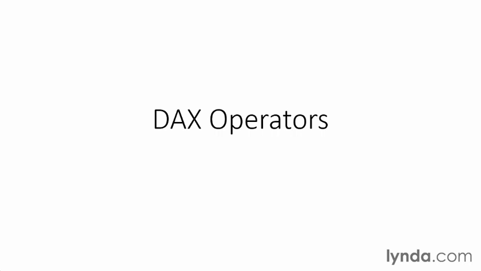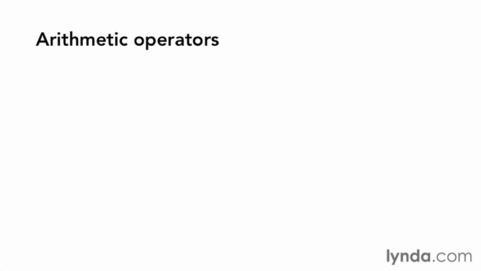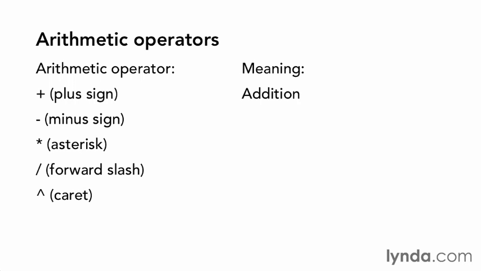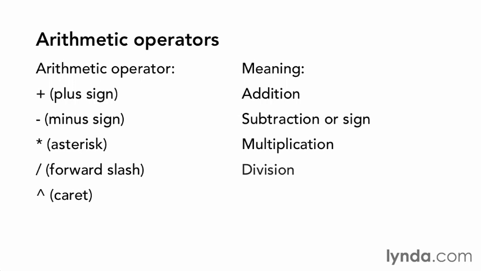And in this movie, I will give you an overview of the operators that you can use in Power Pivot for Excel 2013. The operators you can use are divided into a number of categories. The first is the arithmetic operators, and these are probably familiar to you if you've worked in Excel for any length of time. The plus sign is addition, minus sign is either subtraction or a minus sign, the asterisk is used for multiplication, the forward slash for division, and the caret, which you type by typing Shift 6, indicates exponentiation.